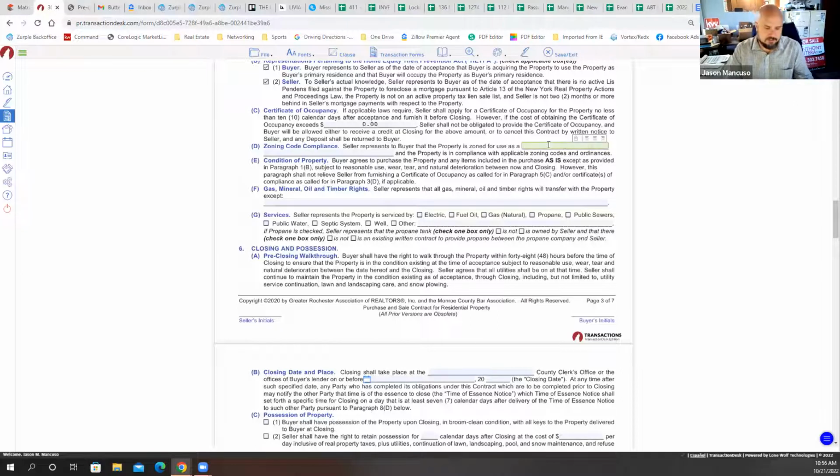Zoning code compliance, single family residence again for most cases. Depending on the property type, this is what you would fill in here.